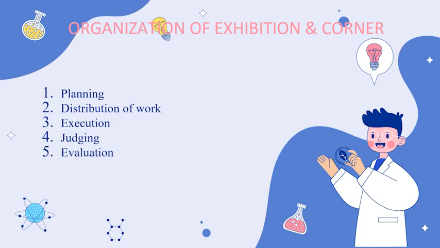The fifth one is evaluation. After the completion of the fair, the teacher and students should evaluate it and see whether the objectives were fulfilled or not. Any mistake committed should be improved upon in the next exhibition.